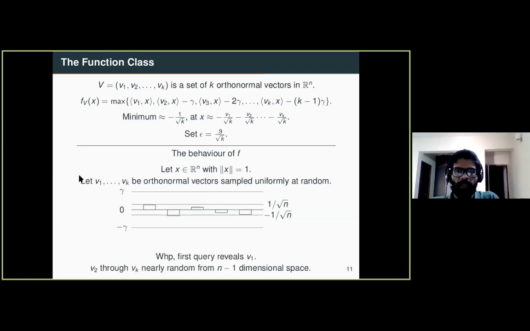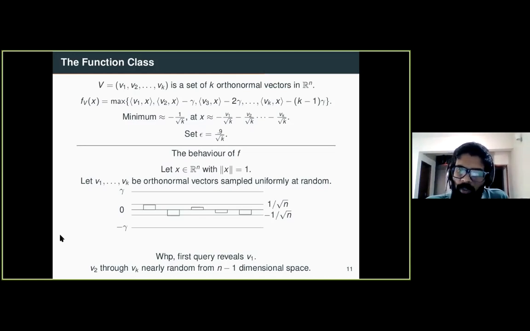So with high probability, what you get from your first query is just v1. The function value will be v1 inner product x, and the subgradient will be v1. And v2 through vk are just going to be random from an n-1 dimensional space, because we know what v1 is. It'll be in the space orthogonal to that. I can't say it's uniformly at random, but it's nearly random. So this is what our first query does.